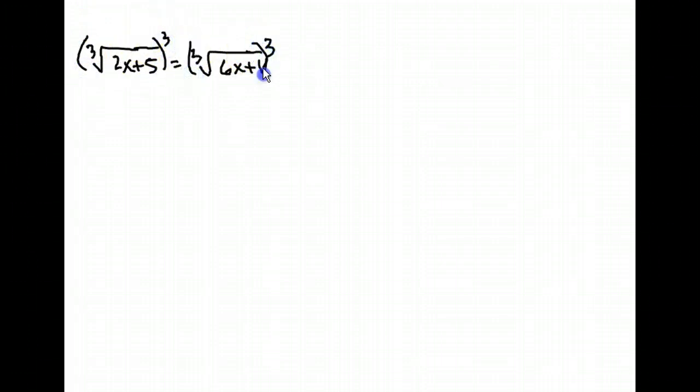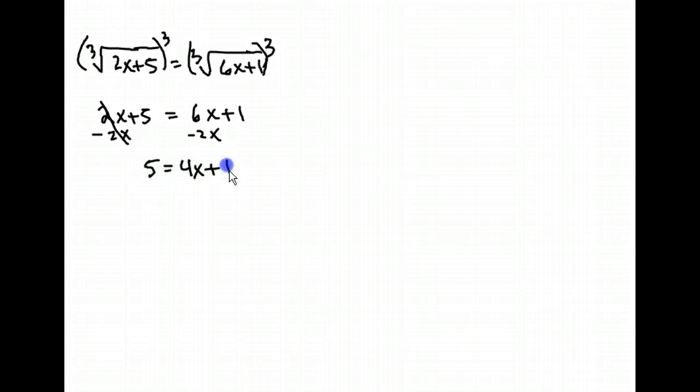Let's say we have the cube root of 2x plus 5, and that equals the cube root of 6x plus 1. So to get rid of a cube root, you would simply cube both sides, which raises them to the third power. So you end up with 2x plus 5 equal to 6x plus 1, and then you just solve it from here. So you subtract 2x from both sides, and you'll end up with 5 is equal to 4x plus 1. Subtract 1 from both sides, you get 4x is equal to 4, and then you divide both sides by 4. So what you end up with is x is equal to 1.